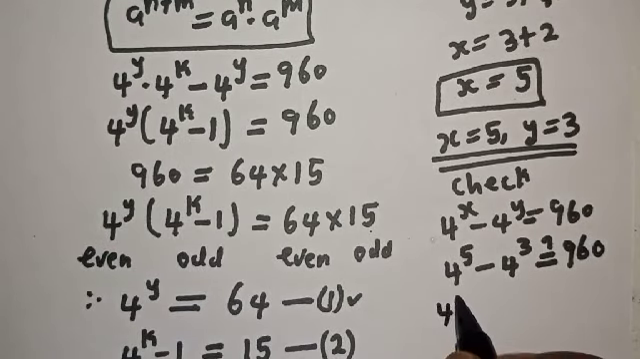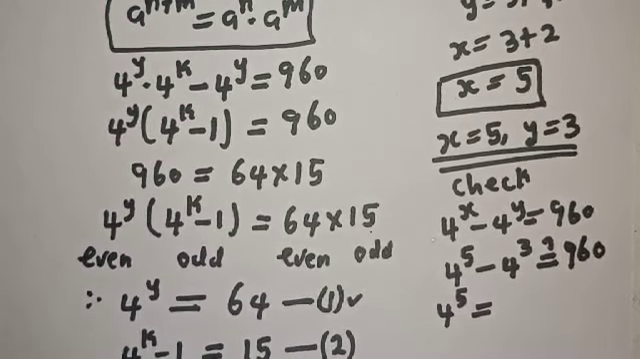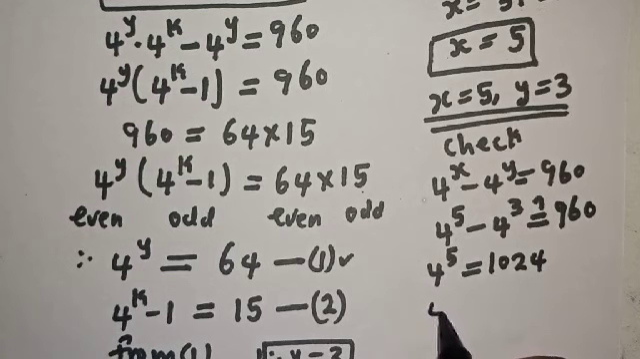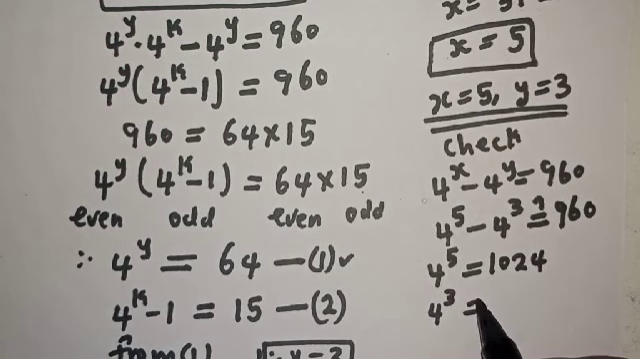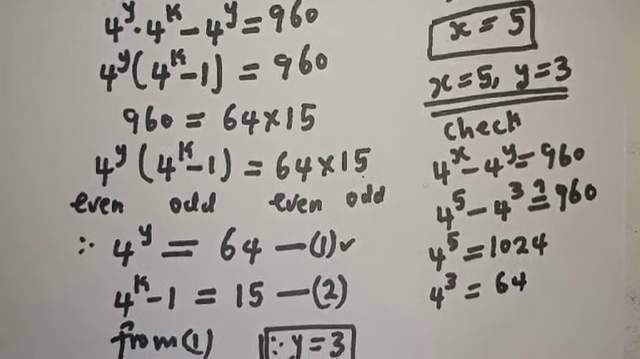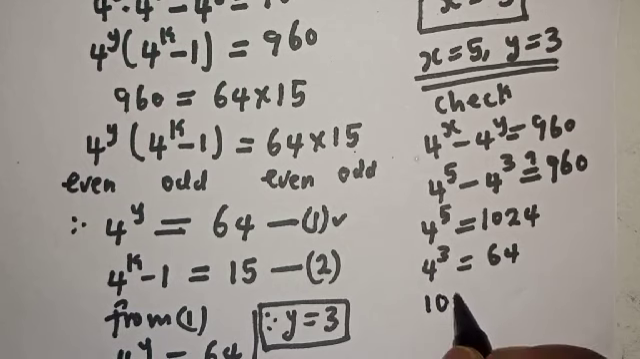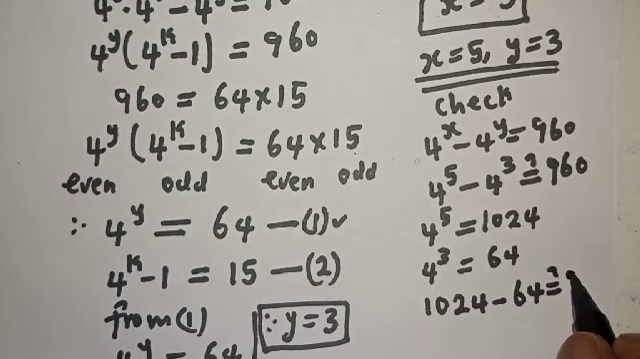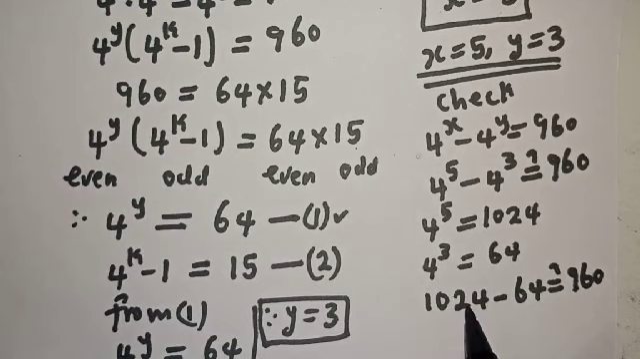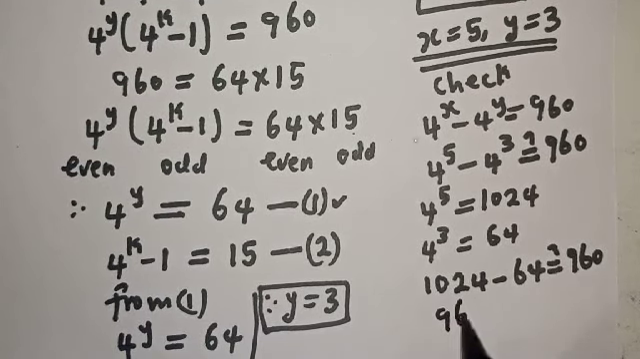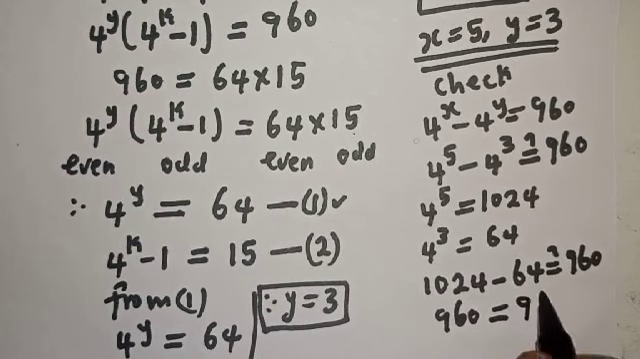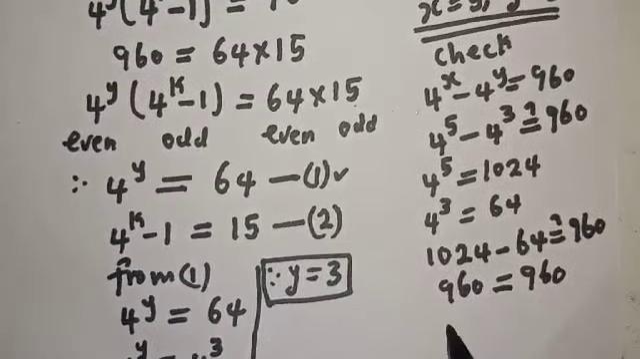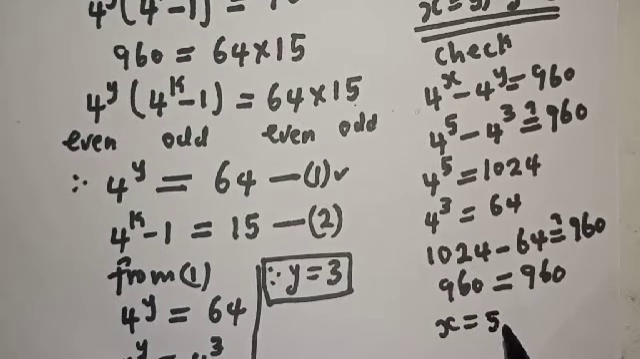4 raised to power 5 is equal to 1024. Then 4 raised to power 3 is equal to 64. Now we have 1024 minus 64 must be equal to 960. 1024 minus 64, this is 960, is equal to 960, which satisfies the given equation at x is equal to 5 and y is equal to 3.